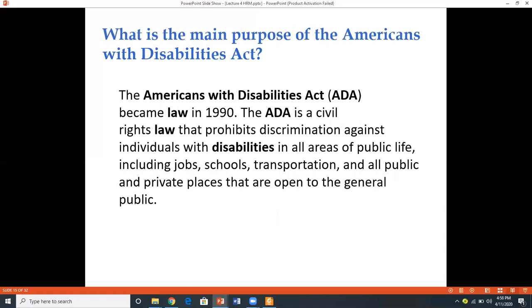What is the main purpose of the Americans with Disabilities Act? The ADA became law in 1990. The ADA is a civil rights law that prohibits discrimination against individuals with disabilities in all areas of public life, including jobs, school, transportation, and all public and private places that are open to the general public.